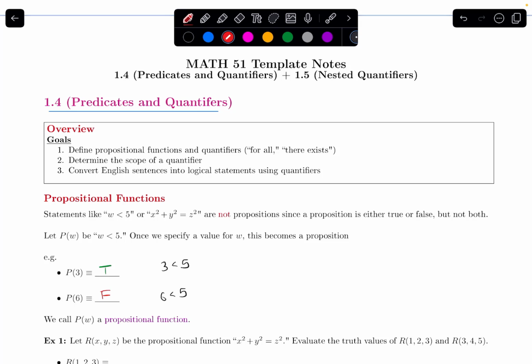Okay, so this thing, P(W), is what we refer to as a propositional function. It itself is not a proposition, like "W is less than 5" is not a proposition, but once we specify a value for the variable W, it does become a proposition, and we call that a propositional function.